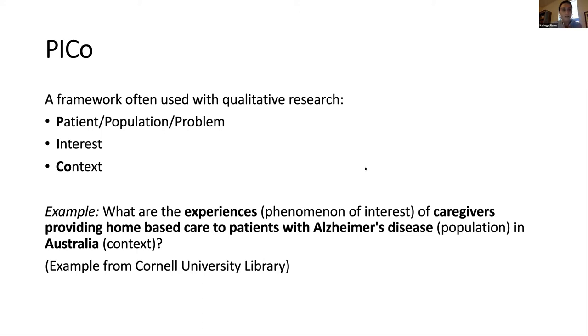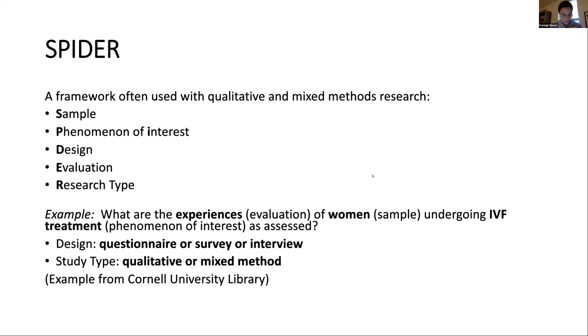And then we have a third example, and this one is called SPIDER. And this framework is often used with qualitative and mixed methods research. And I believe SPIDER was adapted from the first PICO example that we saw when thinking about how we can develop a framework for qualitative research and mixed methods research. So SPIDER stands for sample, phenomenon of interest, design, evaluation, and research type. And again, there's another example here at the bottom of the screen.